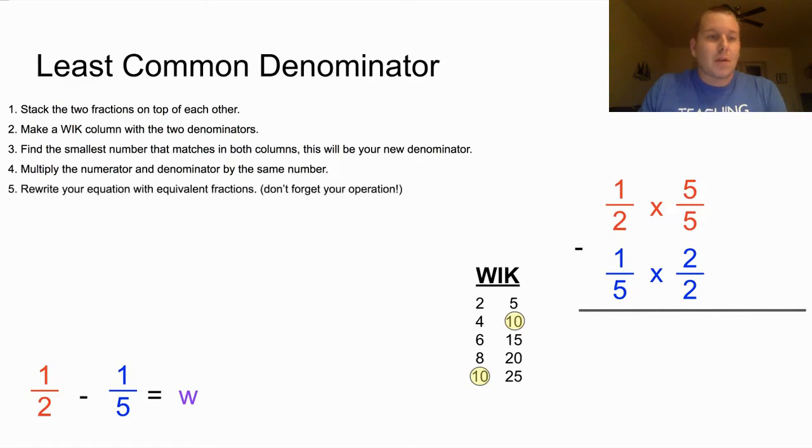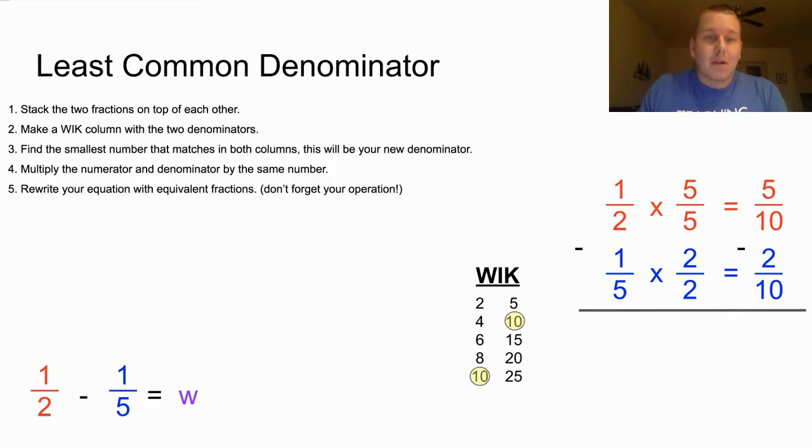Once we multiply across, we're going to rewrite our equation with equivalent fractions. And don't forget your operation. That is something really important. A lot of 5th graders will forget to bring the operation over. We're subtracting here. We don't want to add these two. That would be a bummer, okay?